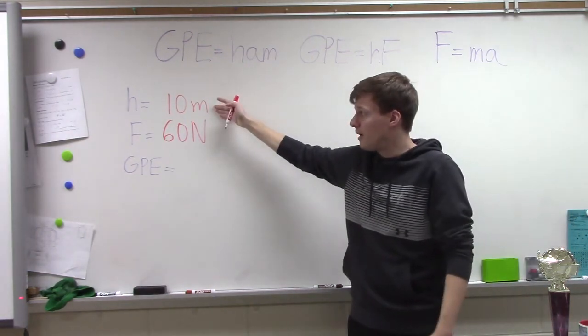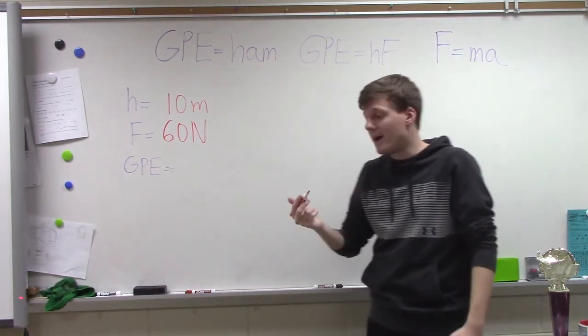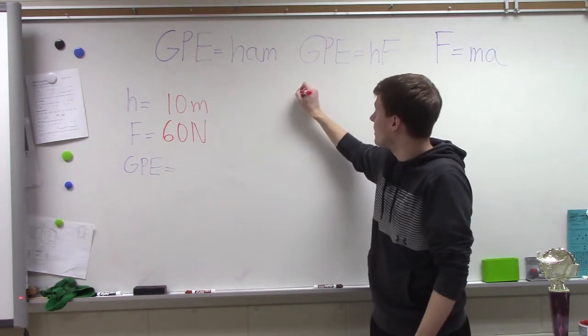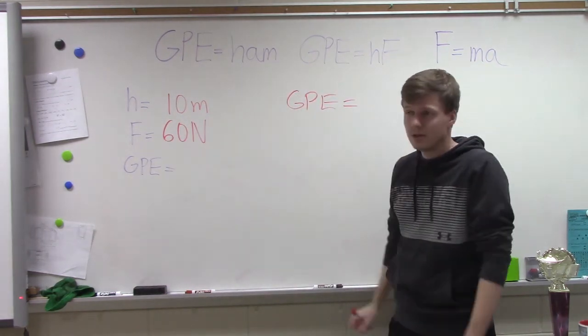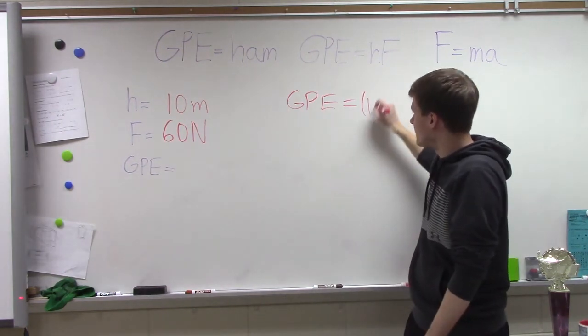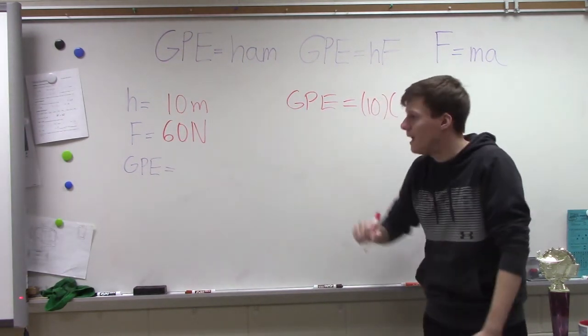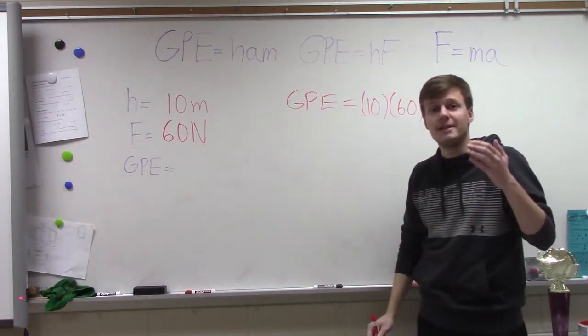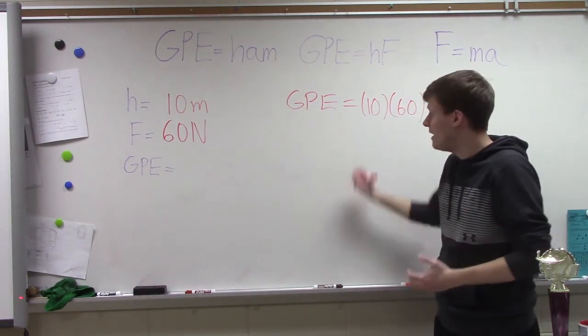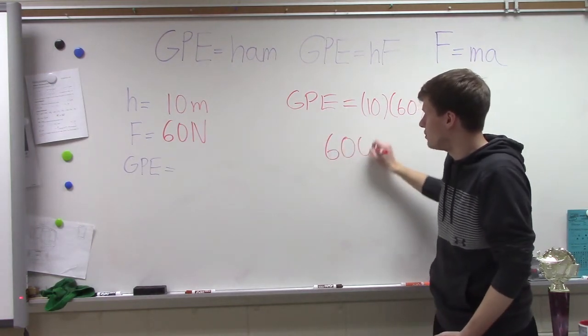We just defined our variables, so the last thing we got to do is just plug it back into our formula. So what we have to do here is write that GPE equals 10 meters, so we'll just write 10, and then it's going to be multiplied by a force of 60, so this is some nice simple multiplication here. It should just be 10 multiplied by 60, and our final answer is going to be 600 joules.